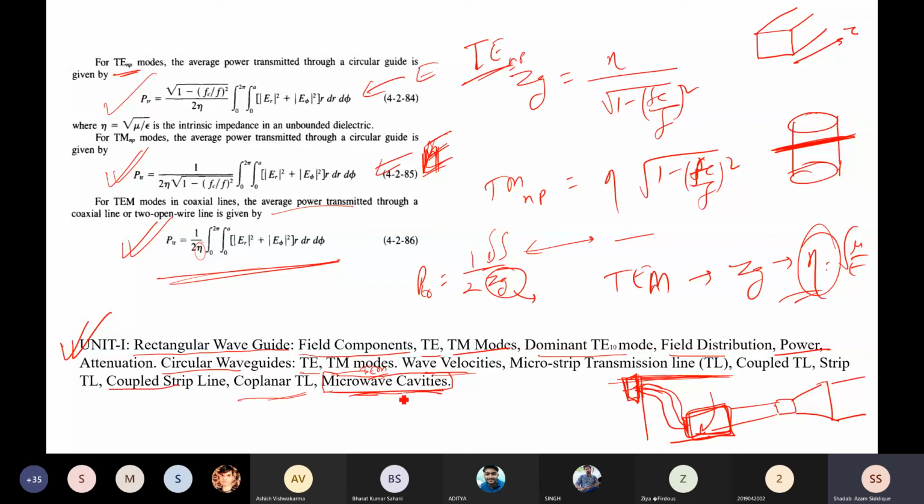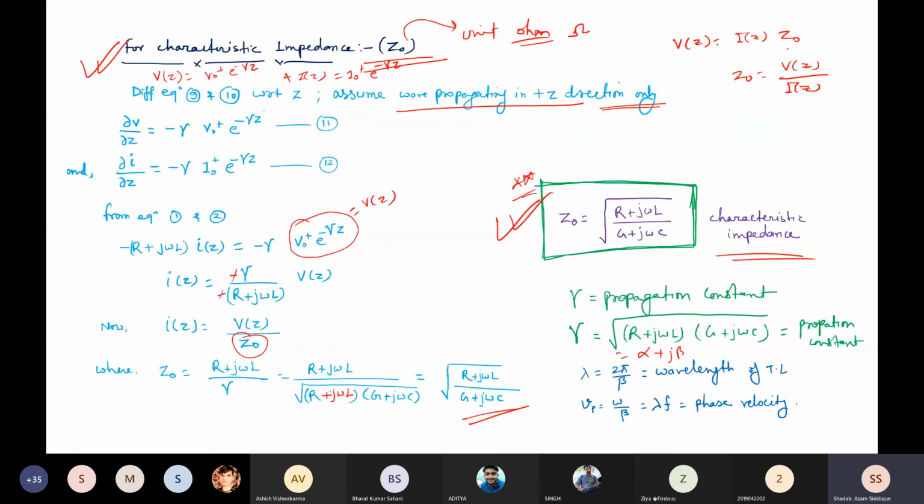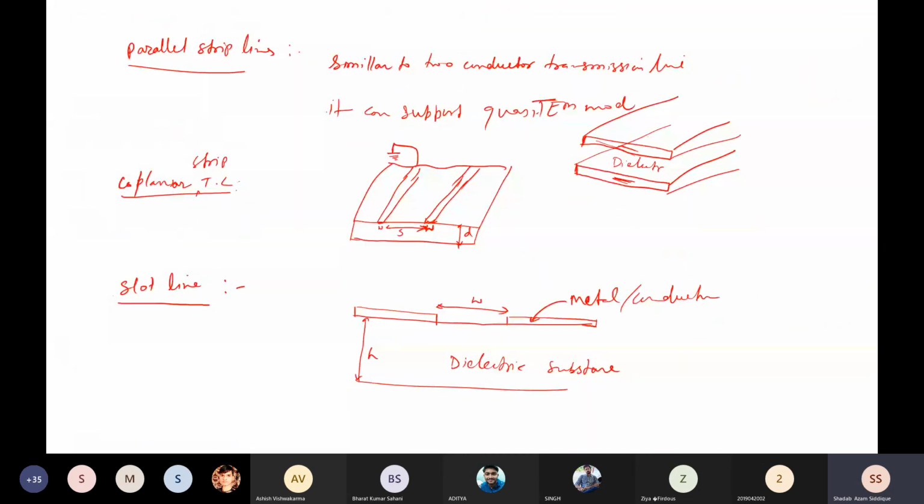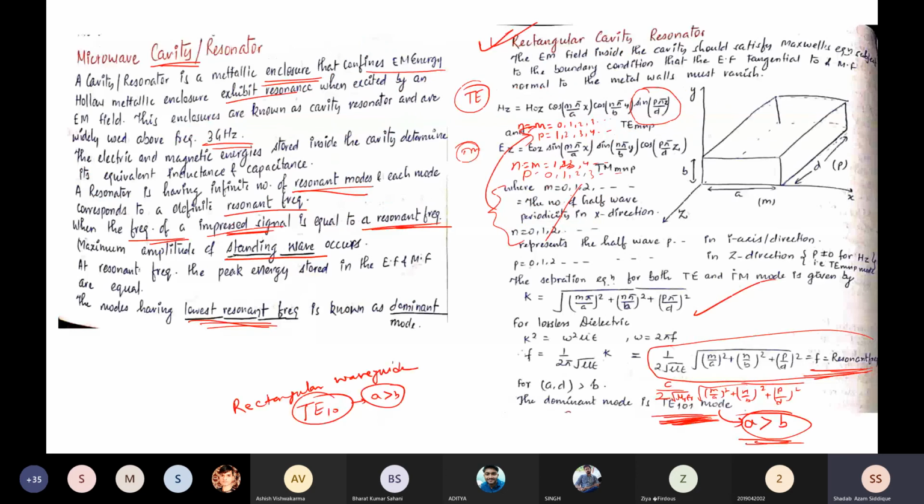So the first unit is completed. I'll give you the assignment. You go through the assignment, try to solve it, and submit it to me. That is in online mode only. I'll make a Google Classroom, and in Google Classroom you can submit.